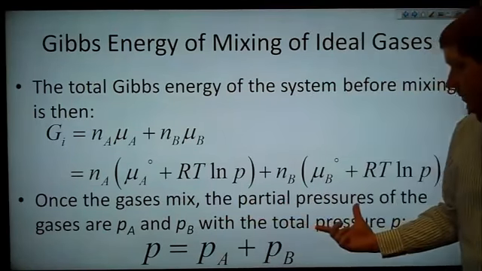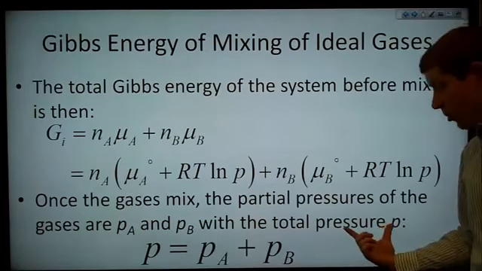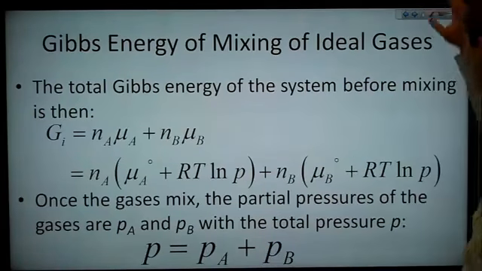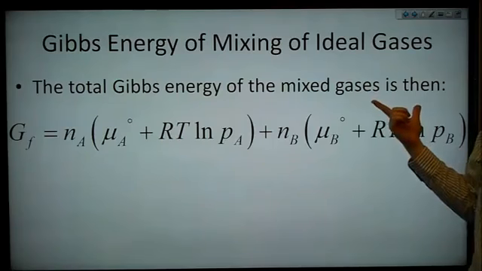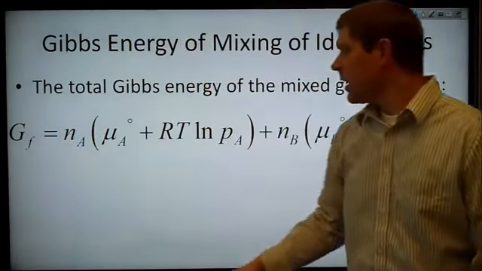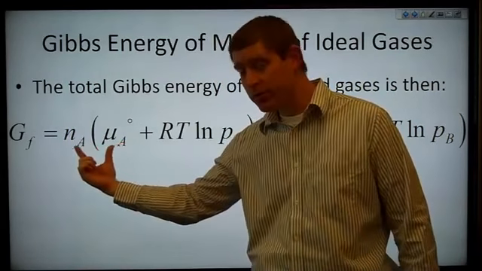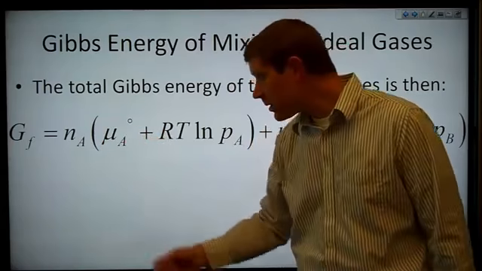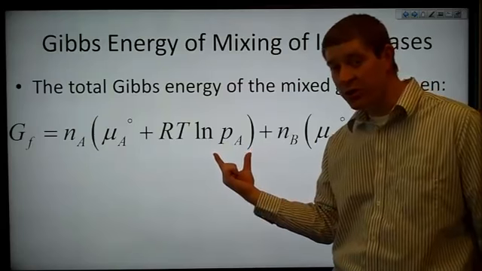And so now once the gases mix, the partial pressures of the gases are PA and PB, where the total pressure now is the sum of the two pressures. That's nothing new. So now this means that the total Gibbs energy of the mixed gases, the final Gibbs energy after mixing, is the number of moles of A times the chemical potential of A at 1 bar, plus R times T times the natural log of the partial pressure of A.